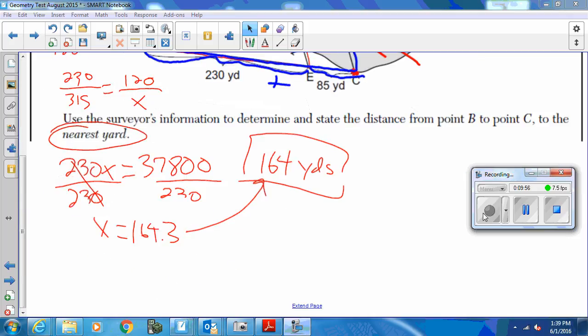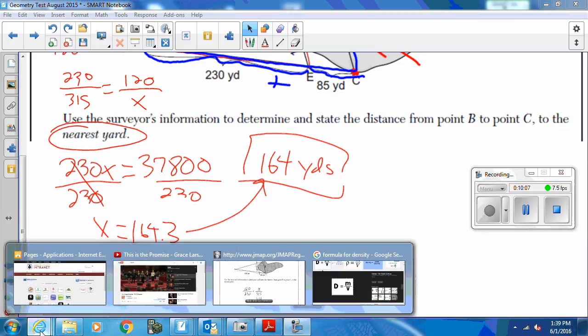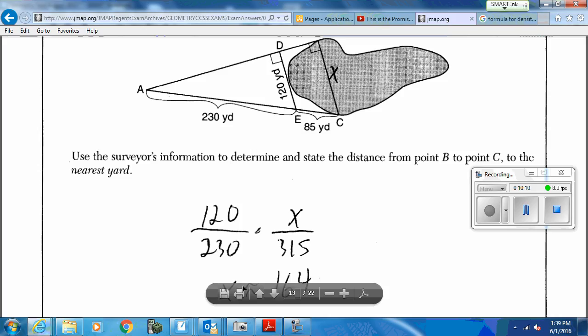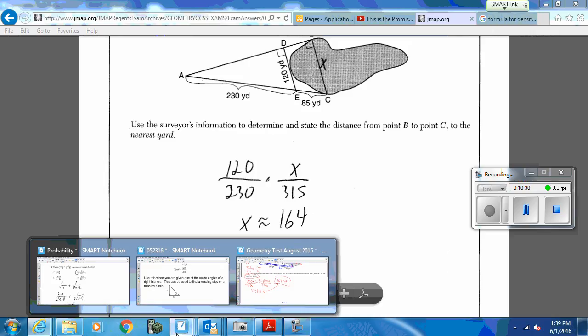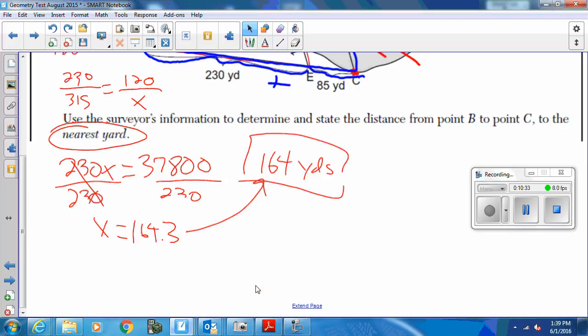Now, if you look at how I set this up, there are other ways you could have set it up. I'm going to show you another way you could have set it up. Instead of doing 230 over 315, this is how a person on the website did it. They actually did 120 over 230, right? So they did a little bit different proportion. All right, so that's a little bit different. So just another way to do it.